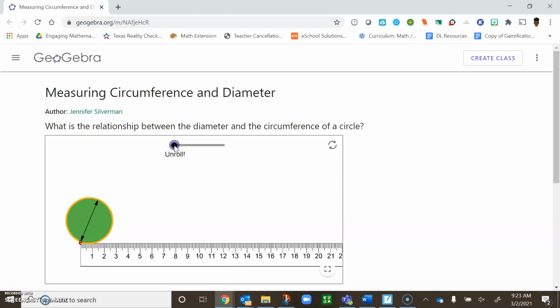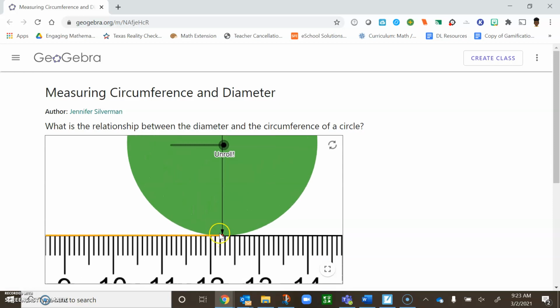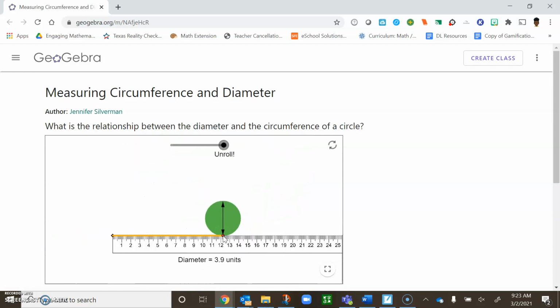To unroll your circumference, you're going to unroll this circle. Unroll the circle. And you're going to measure where the end where this red dot is. Okay? So you can zoom in and out of your ruler, and you need to make at least 7 different measurements for circles. So you're going to go ahead and get started with your assignment for today.